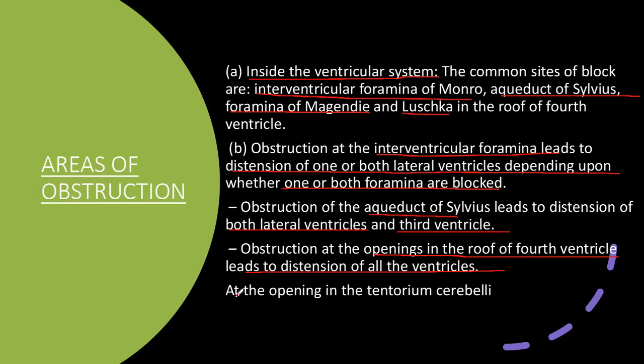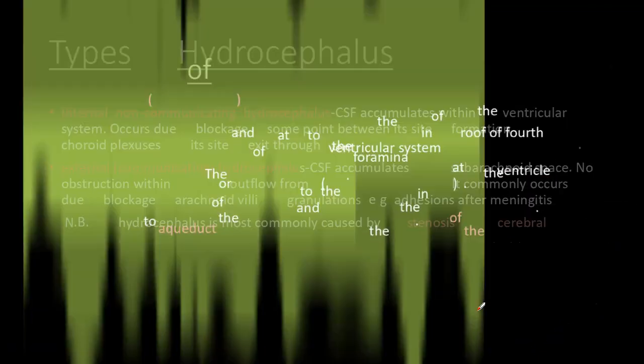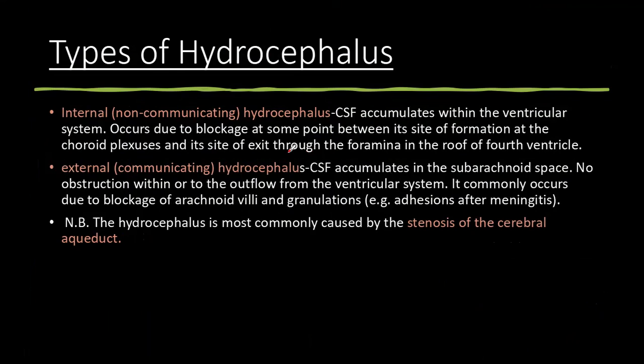Also, there can be an obstruction at the opening of the tentorium cerebelli. So the structures below will be affected or be distended, because now the CSF cannot pass superiorly to access the inferior surface of the brain, and then the superolateral surface of the cerebrum to be drained into the superior sagittal sinus by the arachnoid granulations. Now, there are two types of hydrocephalus.